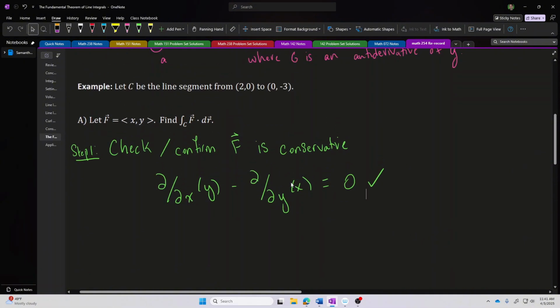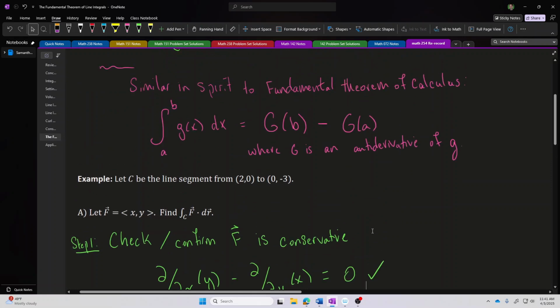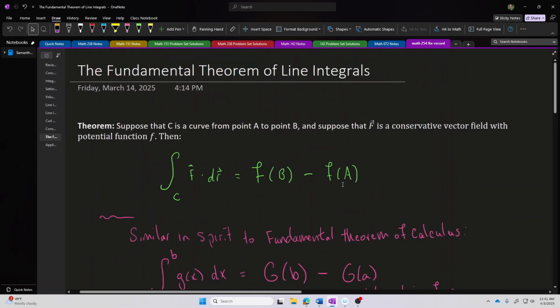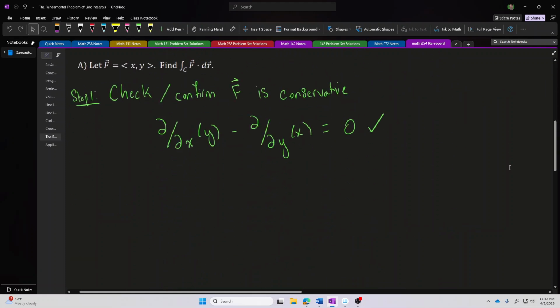Now, once I have confirmed that my vector field is conservative, I recognize that I am now entitled to calculate the line integral using this formula and using this theorem. Because my vector field has been confirmed to be conservative, I can calculate this line integral simply by finding a potential function for the vector field, plugging in the two endpoints of my curve, and then subtracting the two results.